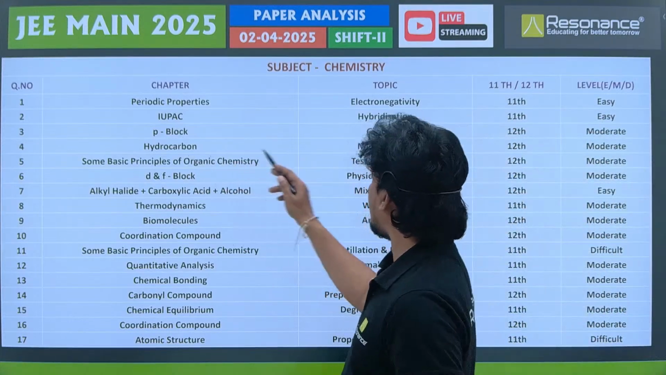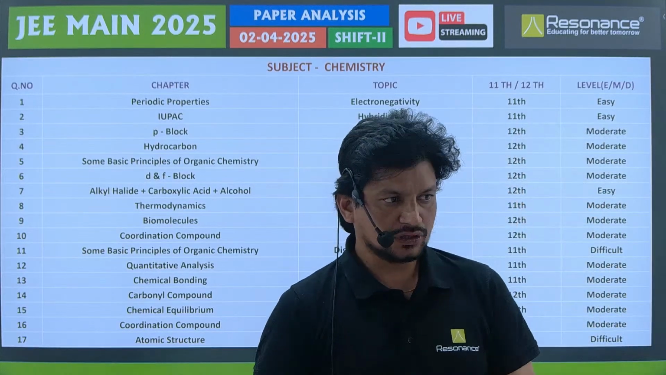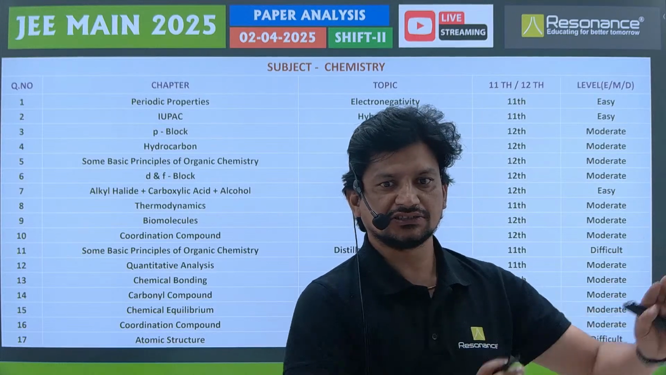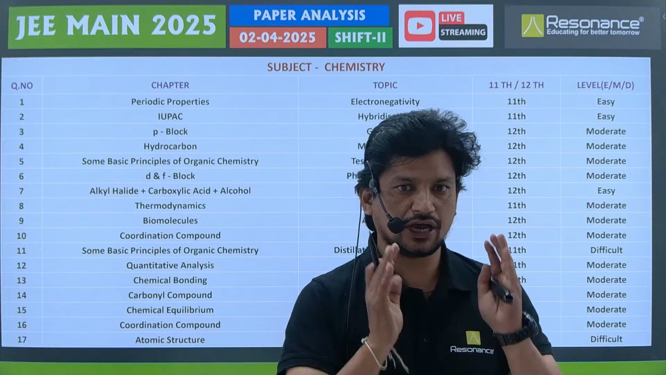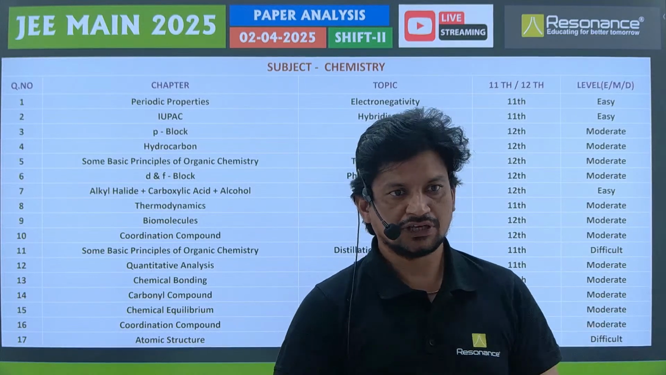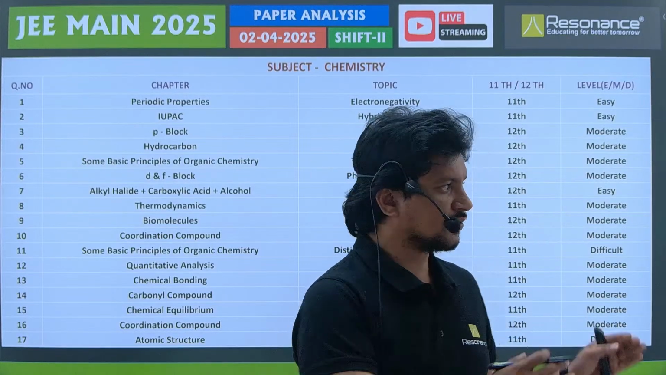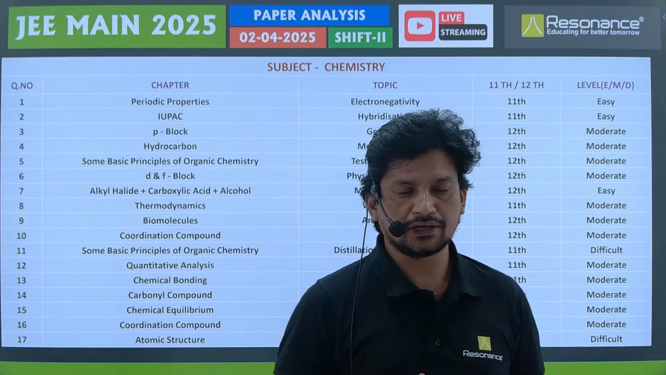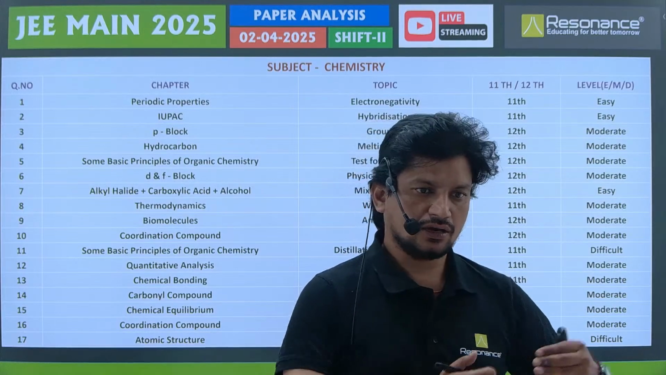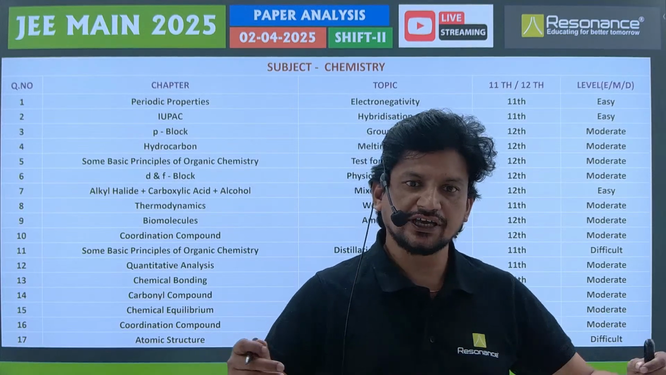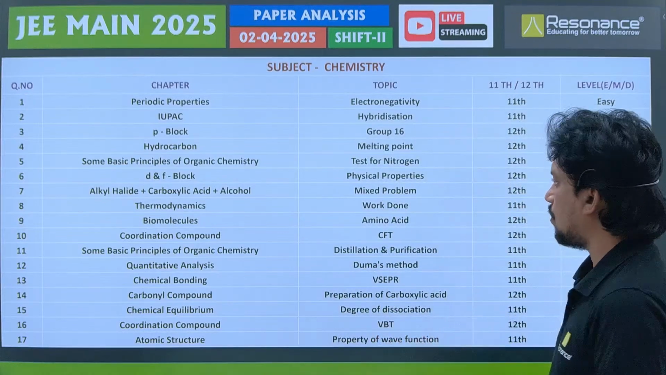And from hydrocarbons, a melting point question was given. So we have to know what happens to the melting point when branching increases and when branching decreases. We should have an idea about the melting points of the hydrocarbons. That is very, very important. Generally, they will ask questions on melting points and boiling points. When symmetry in the compound increases, what happens to the melting point? If branching decreases, what happens to the melting point? We have to know. We can say it is a moderate question.